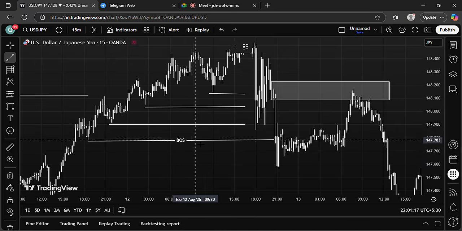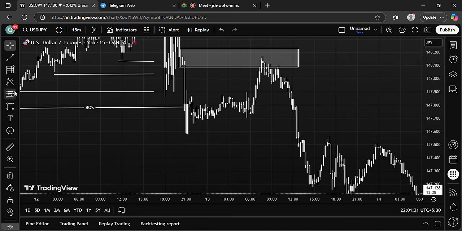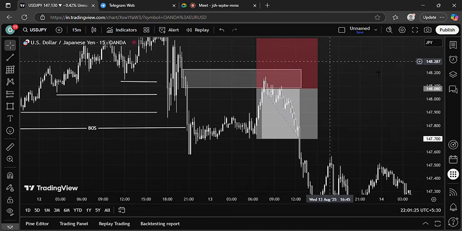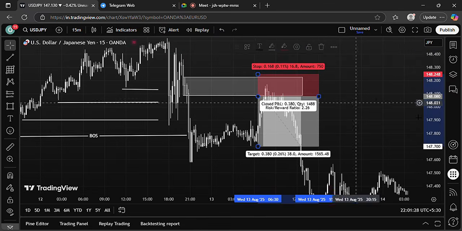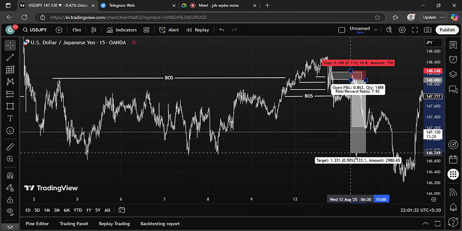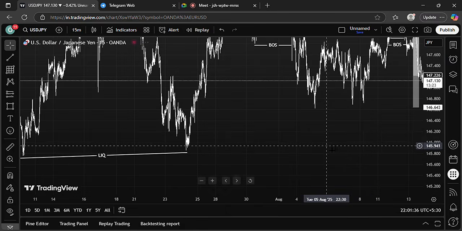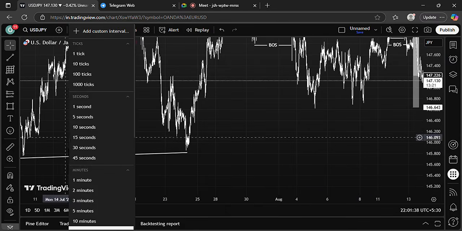1, 2, 3, 4, and in 1 hour we got a new zone, and then we will enter from here, from the shorts, to the downside liquidity till here, because we can see a liquidity pool here. This was a liquidity. Go to the bigger time frame.